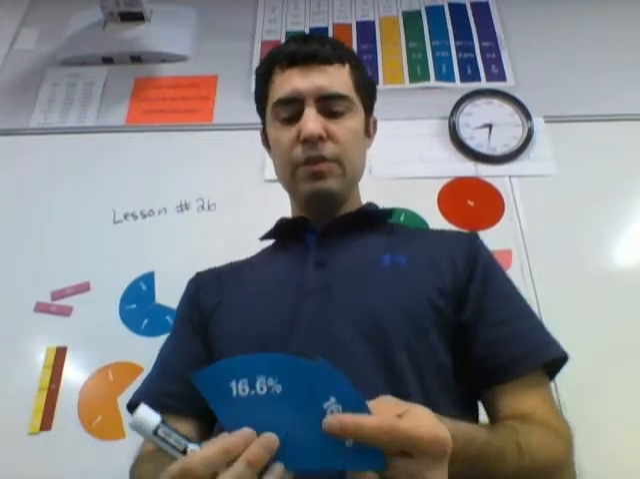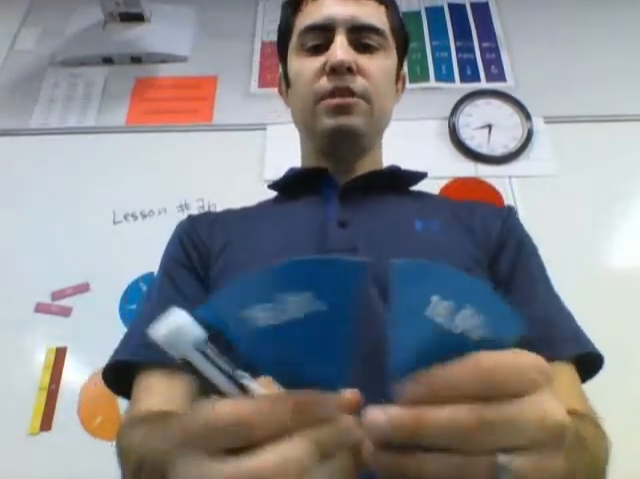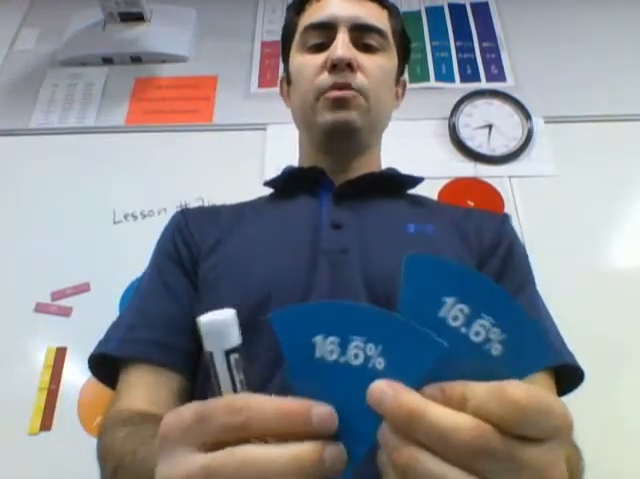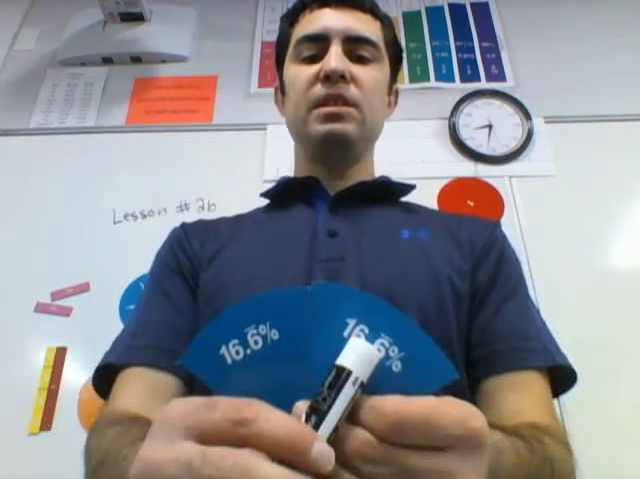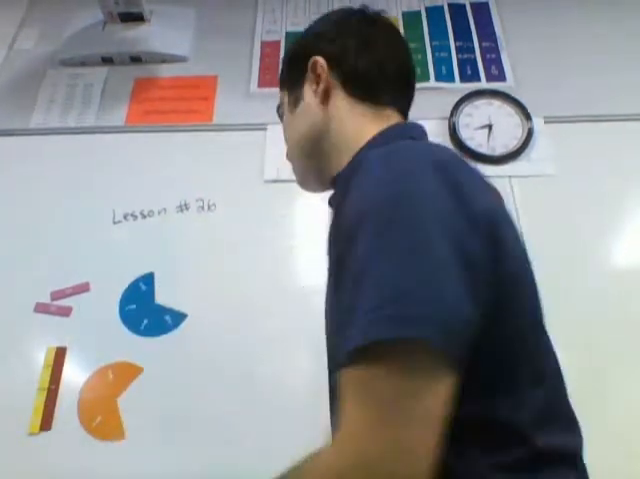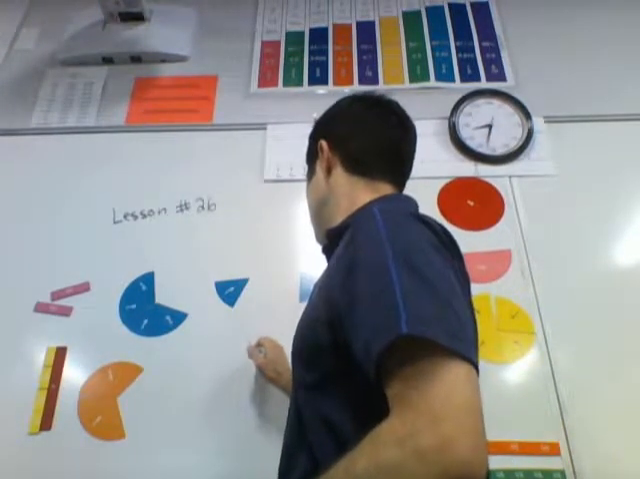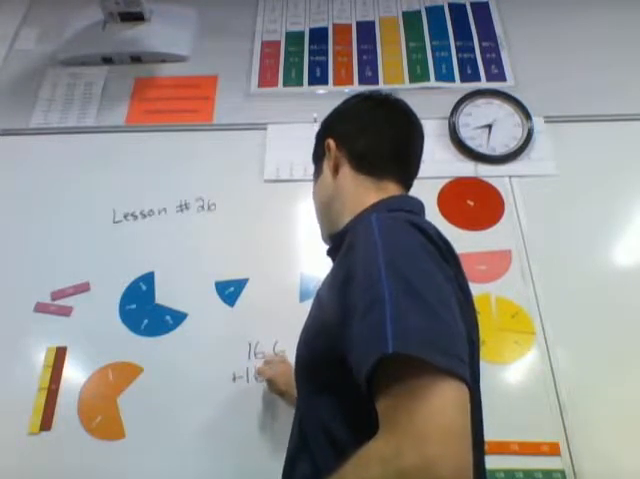All right, let's have you guys figure out what percentage is 2/6. Okay, so basically we're just going to add the percentages up, 16.6% and 16.6%. Okay, 16.6% plus 16.6%.